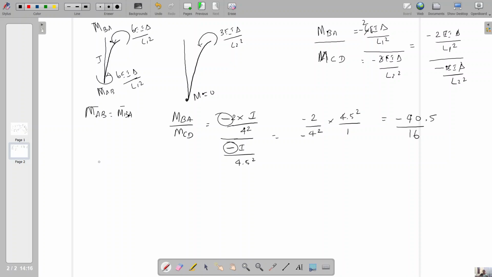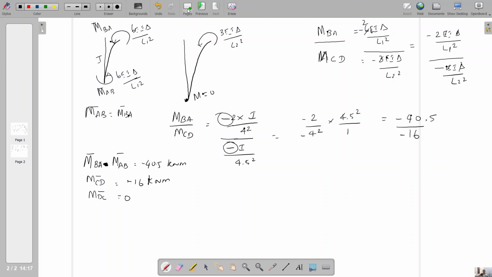So for the sway analysis, you have to consider the fixed end moment for MBA, which is equal to MAB, which is equal to minus 40.5 kilonewton meter, and MCD bar equal to minus 16 kilonewton meter, and MDC bar equal to 0 because of the hinged support.